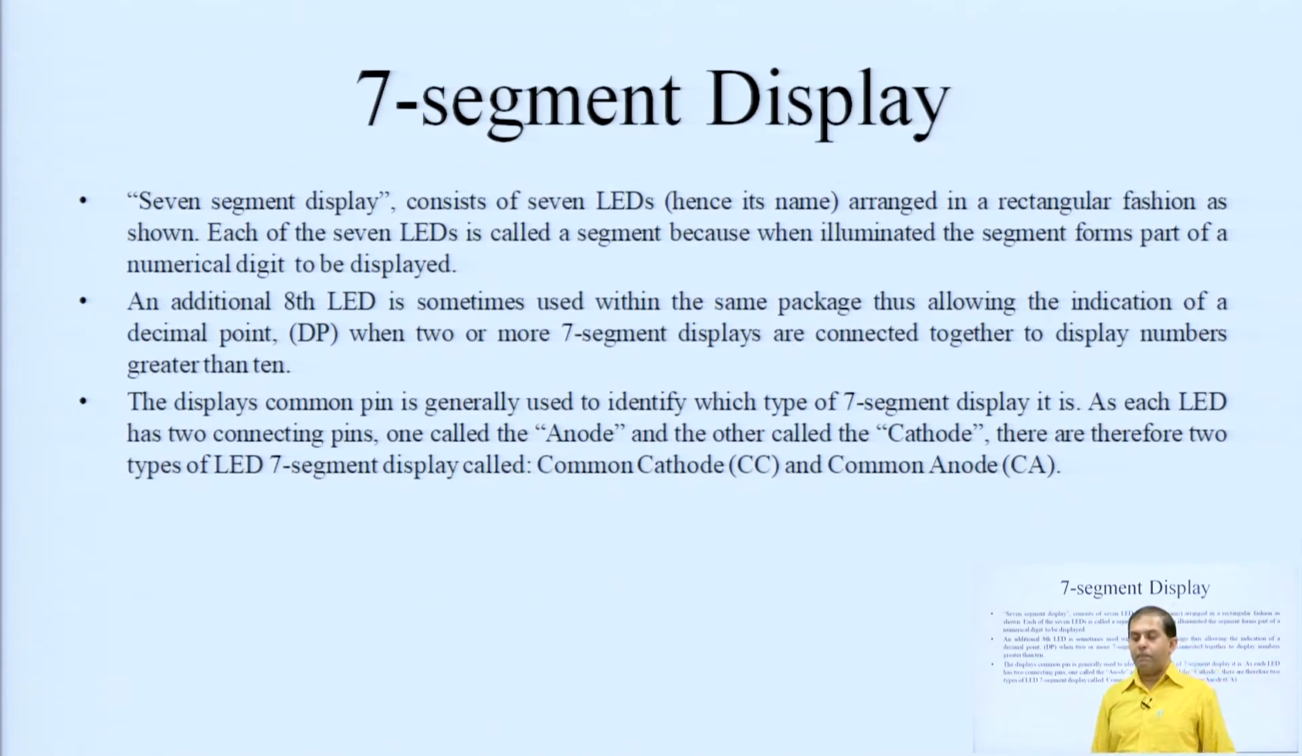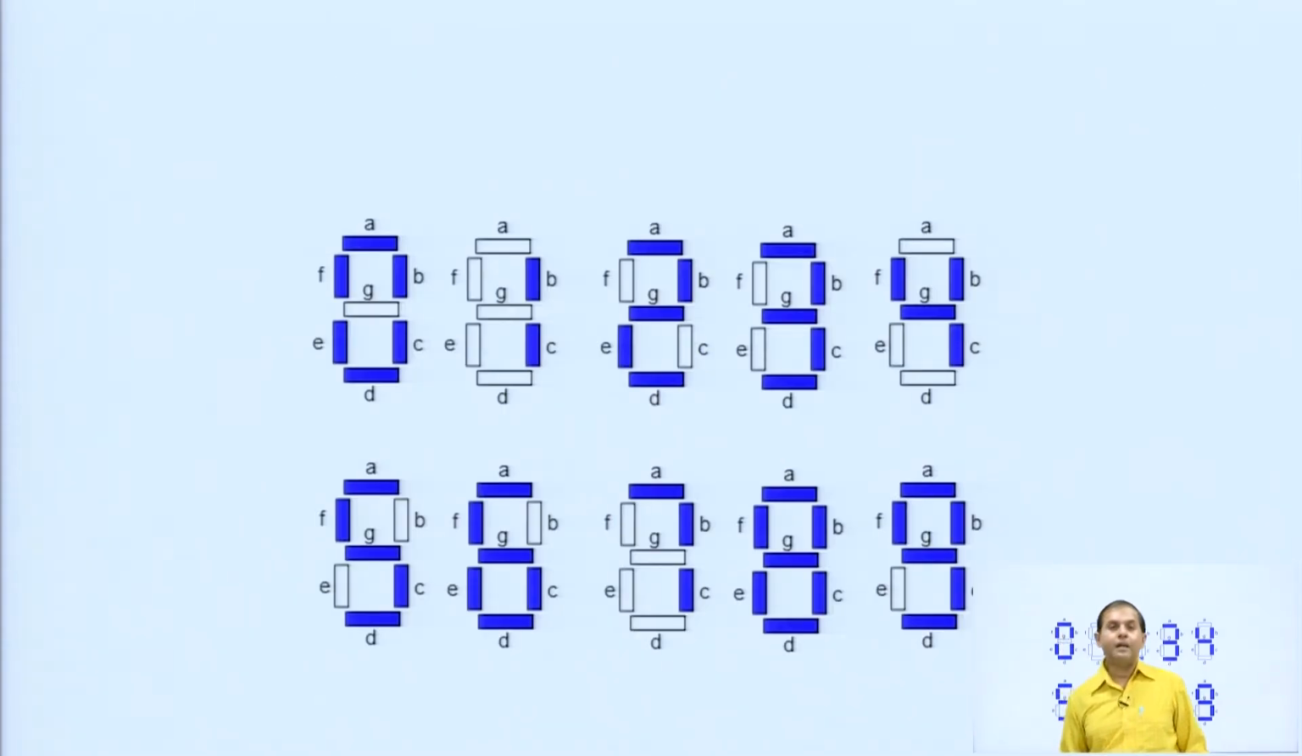The display's common pin is generally used to identify which type of segment display we are using. Actually 2 types are there, common cathode, common anode. So, as each LED having 2 connection pins, one called the anode and another called the cathode. So, the 2 types, one is common cathode and second one is common anode. So, let us check the picture of LEDs. So, you can say there are 7 segments, right, A, B, C, D, E, F, G.